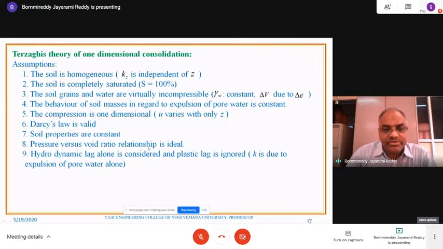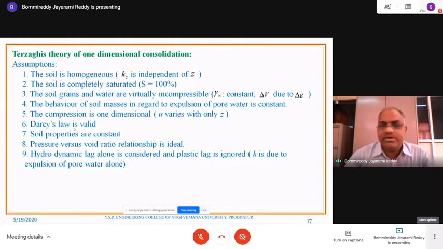The pressure versus void ratio relationship is ideal, only hydrodynamic lag is considered, and plastic lag is ignored. Because in plastic lag, the compression is due to shear deformation of the soil, and the analysis of it will be very complicated, the time required will be very high, and the magnitude of the compression due to plasticity of the soil is also very small and hence neglected. So these are the generalized assumptions.